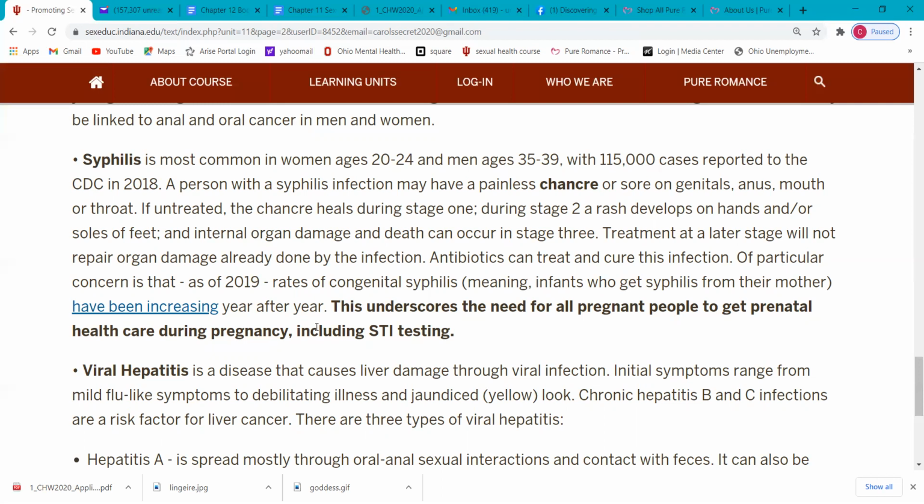Treatment at a later stage will not repair organ damage already done by the infection. Antibiotics can treat and cure this infection. Of particular concern is that as of 2019, rates of congenital syphilis, meaning infants who get syphilis from their mother, have been increasing year after year. This underscores the need for all pregnant people to get prenatal health care during pregnancy, including STI testing.